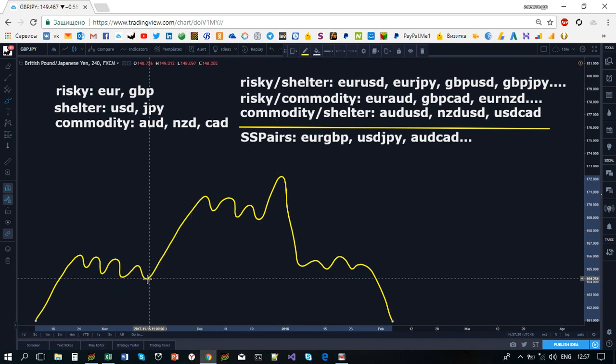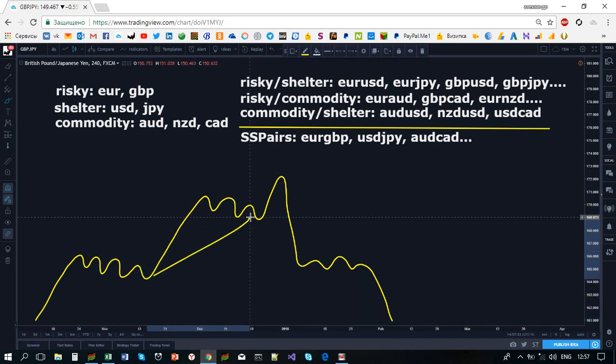So if you try to trade your patterns here according to these large swings, you will most likely fail. But what you can do is trade small patterns, minor patterns within these consolidation areas. So they are vice versa. They are inverse to the risk shelter pairs. Risk shelter pairs are better with the large swing identification algorithm, and commodity shelter pairs are better with the smaller swing identification algorithm.